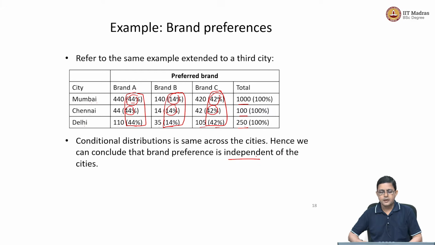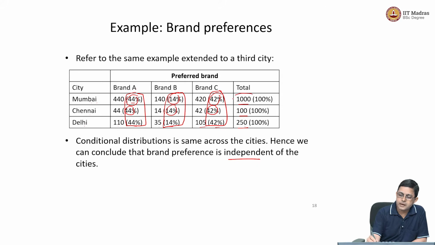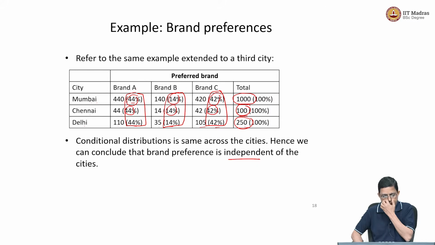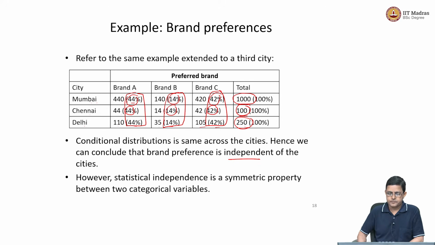But this was still based on the data that we have collected. This was still based on the sample of 1000 people, 100 people, 250 people in each one of the cities.